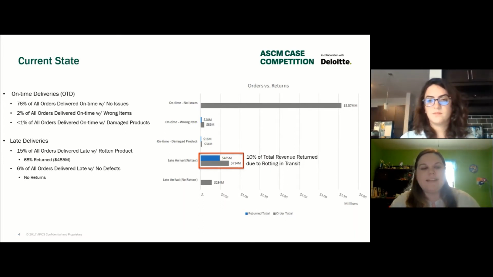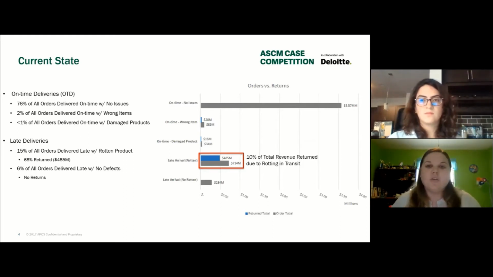What we really want to key in on is the late deliveries. So 15% of all orders were delivered late with rotten product, and of those 15%, 68% returned those products, and that equates to about $485,000 in lost revenue. The other 6% of orders were delivered late with no defects, and they had no returns on those products. So one important thing to note is that 10% of our total revenue was returned due to rotting in transit.